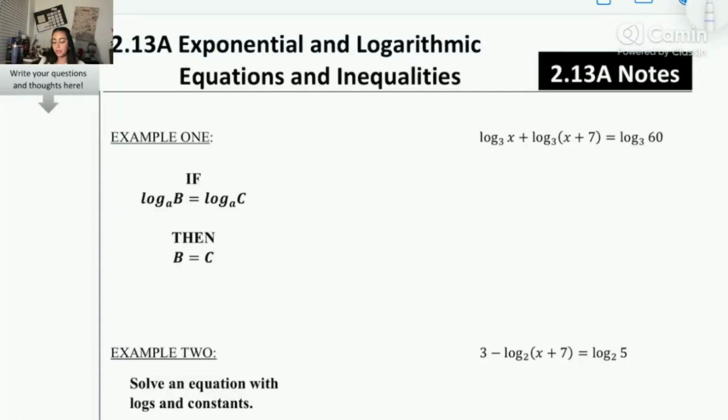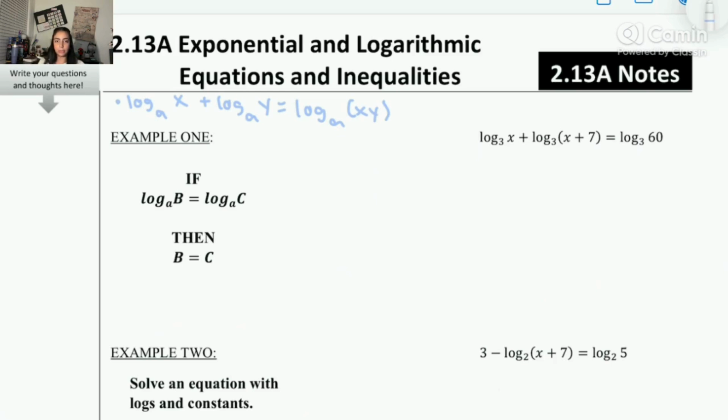Okay, so today we're going to be going over exponential and logarithmic equations and inequalities. But before we start, I do want to go over some log rules just for review. If you have two logs with the same base, so let's say we have log base a of x plus log base a of y. If you're adding two logs with the same base, that's also the same thing as log with that same base, a of x times y.